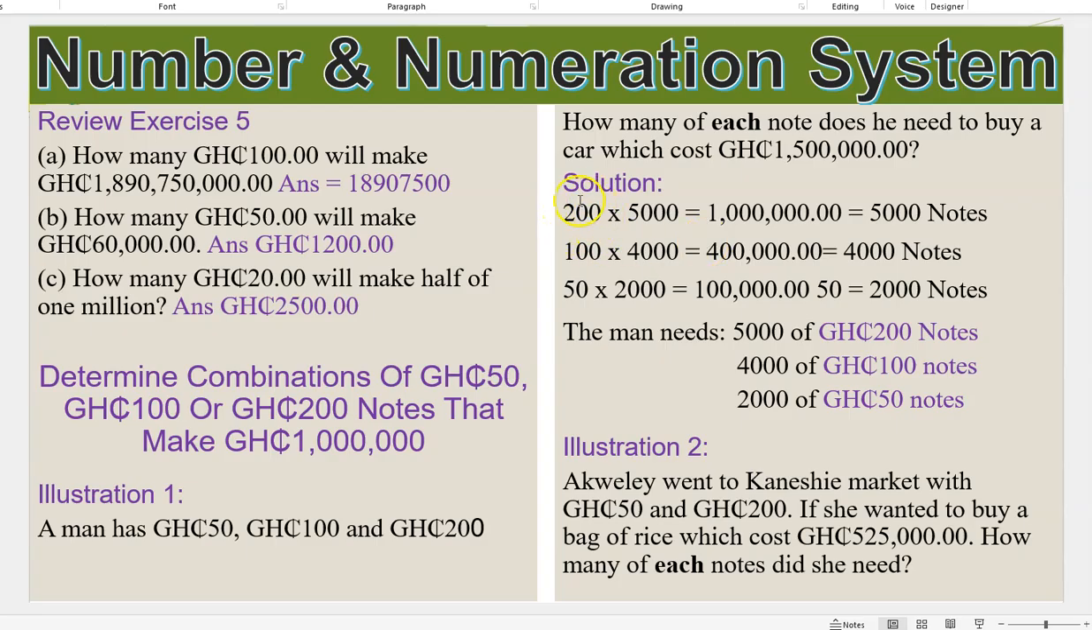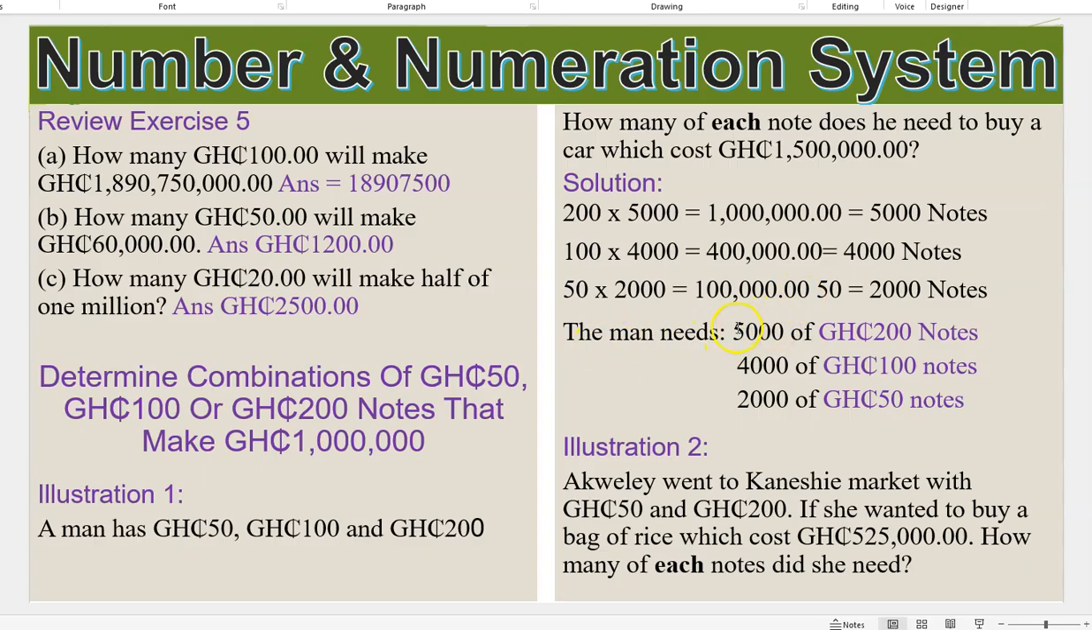So how many 200s does the man need? 5,000. When we multiply 200 by 5,000, it gives us 1 million. We subtract 1 million from the 1,500,000. How many hundreds does the man need? 4,000. When we multiply 100 by 4,000, it gives us 400,000. How many 50s does the man need? 2,000. When you multiply 50 by 2,000, it gives us 100,000.